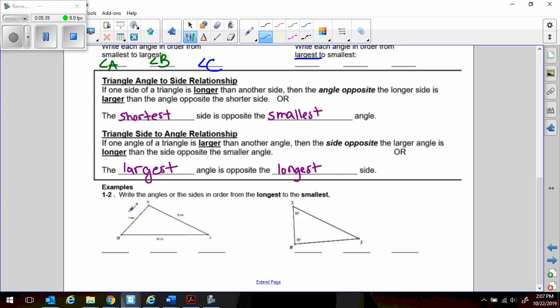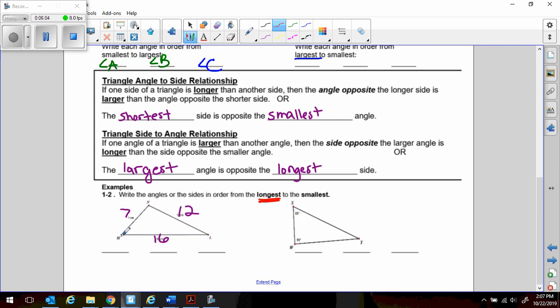So if this is a 7, I'm guessing, and this is a 12, and I'm thinking like 16, I don't know actually. This one, they give you the side lengths. I'm not going to ask you to put the side lengths in order. They're going to want the opposite. They're going to want the angles, and they want it from longest, underline longest.